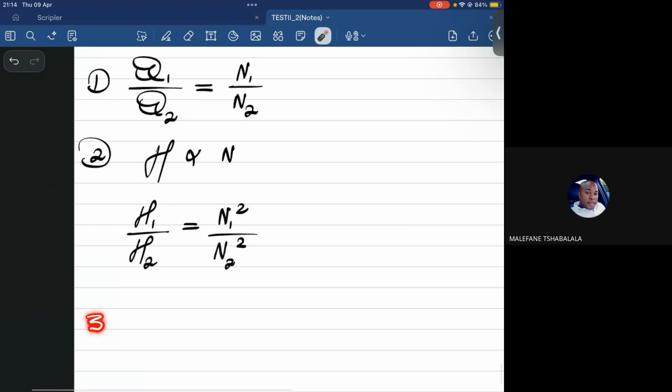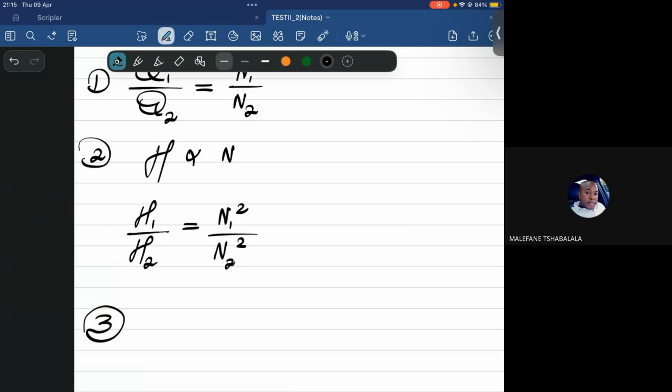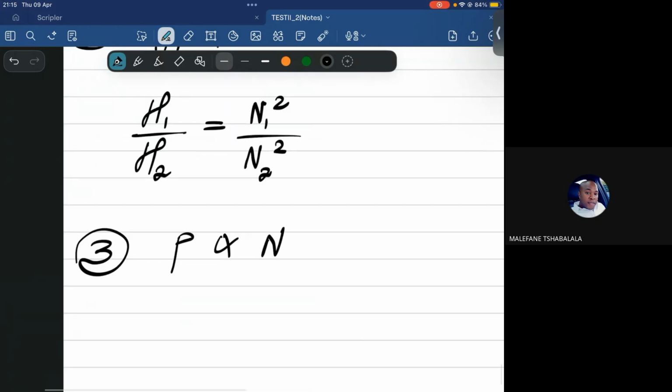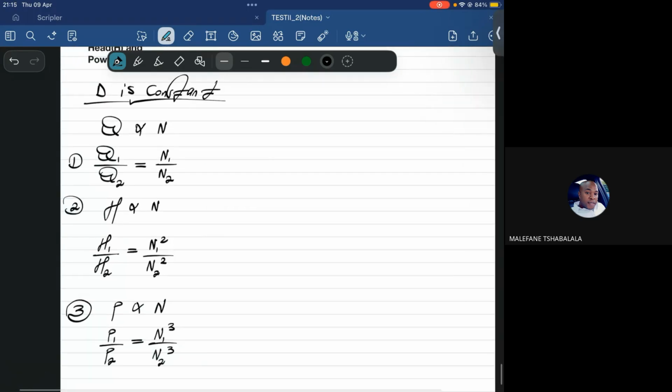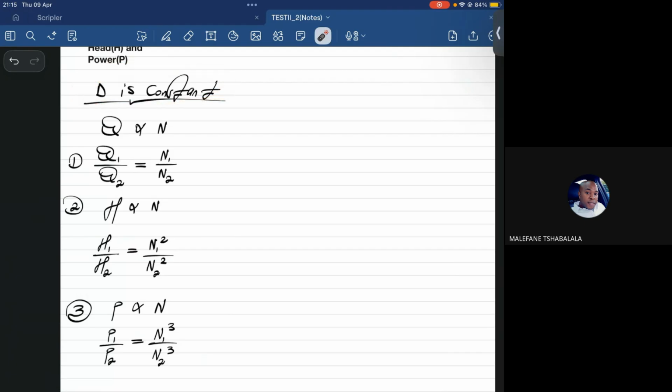And then the third one is the power. The power required by pump number 1 over the power required by pump number 2 will be equal to the impeller speed of pump number 1 cubed divided by the impeller speed of pump number 2 to the power of 3. This applies only when the diameter is constant, meaning that the impeller diameters of these two pumps are equal.